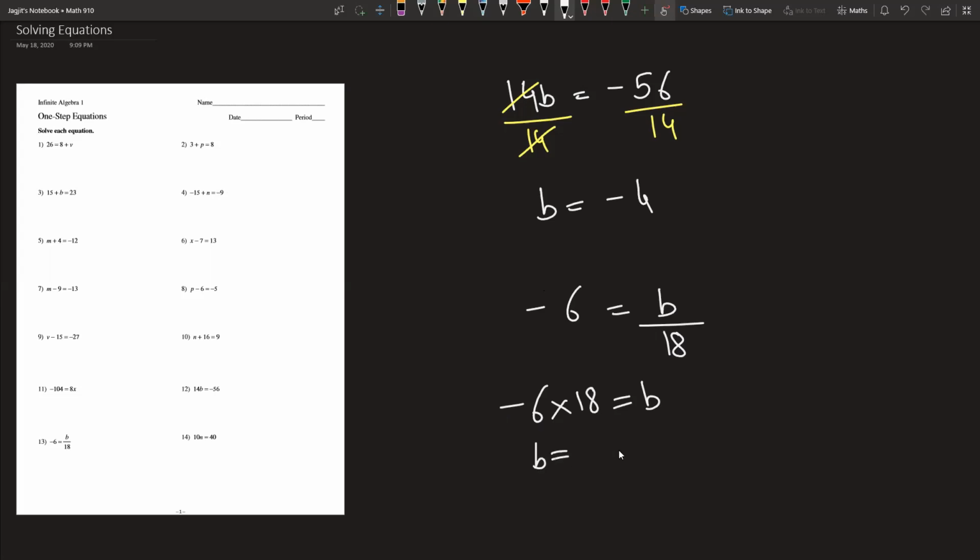How much is that, folks? Negative 288. Negative how much? 288. Okay, that's one way of thinking about it.